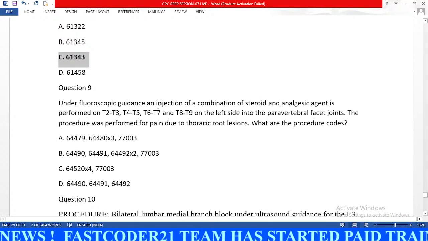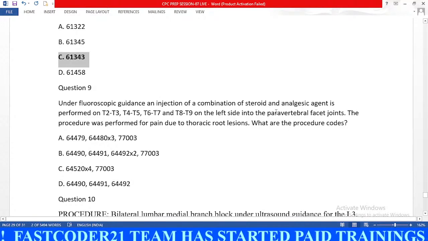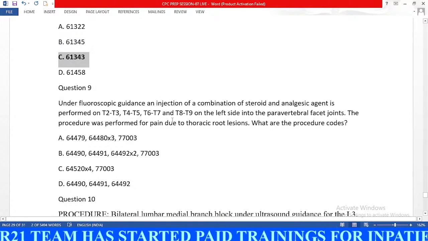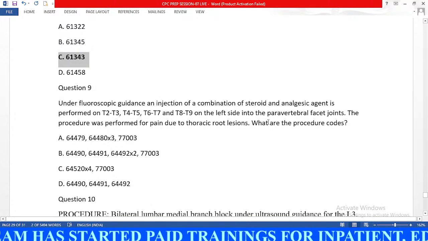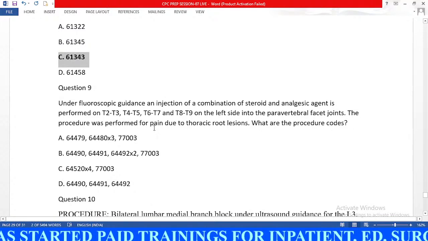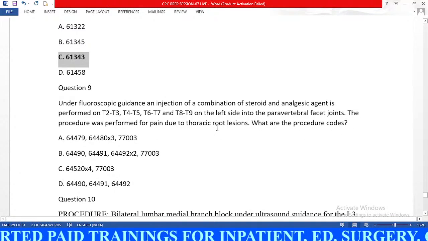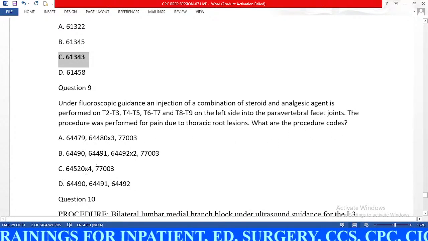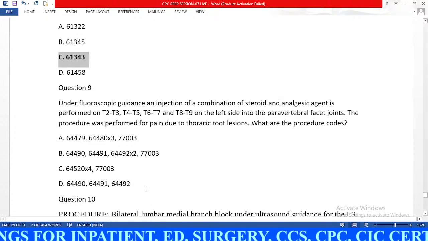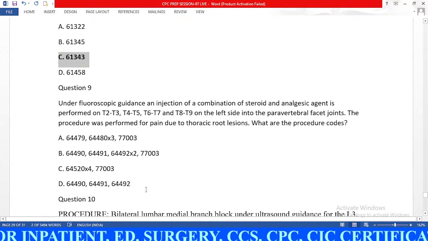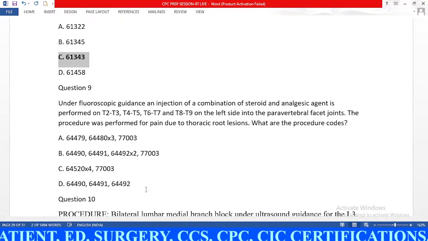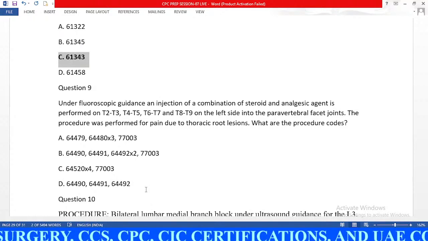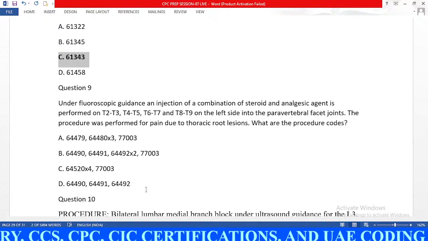Under fluoroscopic guidance, an injection of a combination of steroid and analgesic agent is performed on T2, T3, T4, T5, T6, T7 and T8, T9 on the left side into the paravertebral facet joint. The procedure was performed for pain due to thoracic root lesions. What are the procedure codes? 64479, 64490, 64520, 64490. Guys, I think this is a bit complex. So we will start discussing the answer at 11 o'clock. Now it is 10:53. So if I get the answers before that, we'll write the answer.